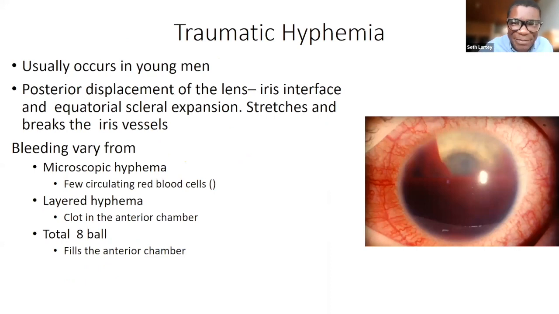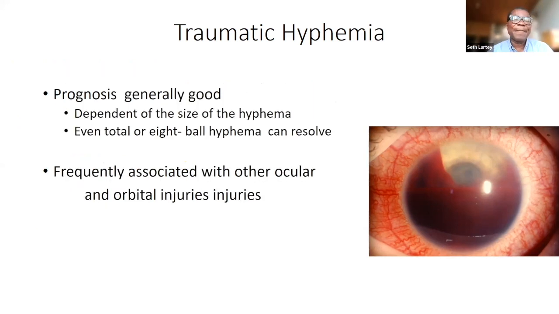Now let's talk about hyphema, blood in the anterior chamber, usually in young men who fight amongst themselves. The bleeding may vary from a very small microhyphema, where you look at the slit lamp and see little blood cells circulating in the anterior chamber, or you can actually see a layered blood level as you see in this picture. You can even have a clot or a total filling of the anterior chamber. Total 8-ball hyphema fills the whole of the anterior chamber.